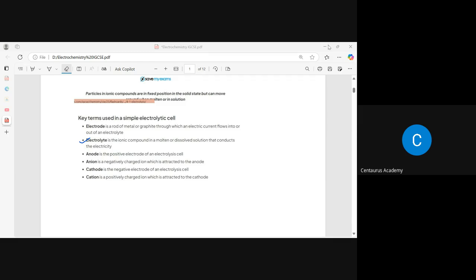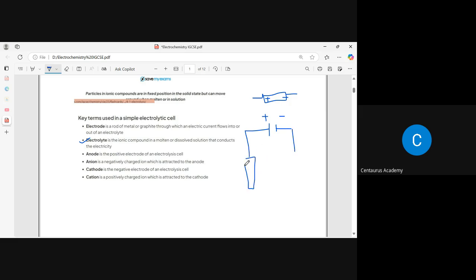All right. When you look into this, in a simple electrolytic cell, there is a power pack or a DC supply. This can be represented as this, or a simple battery terminal with positive and negative terminals. These are connected with the connecting wires and to the pieces of electrodes.